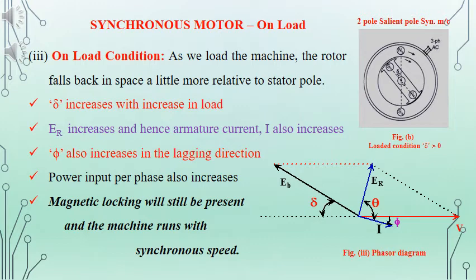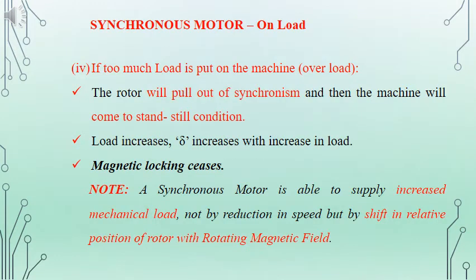So from the previous slide, it is clear that even if the machine is at no load condition, there is a load angle delta 0. Now consider the condition where we increase the mechanical load on the synchronous motor. When we increase the mechanical load on the synchronous motor, the load angle delta goes on increasing. When the load on the synchronous motor increases, the load angle delta also goes on increasing.